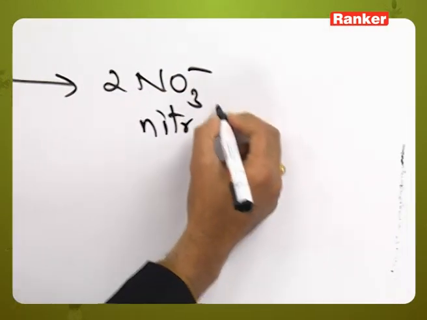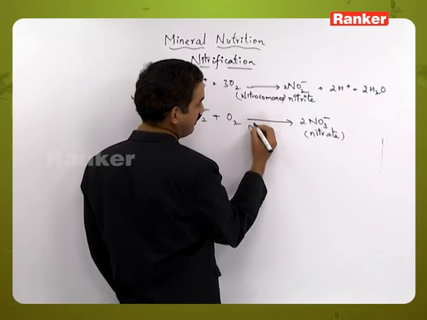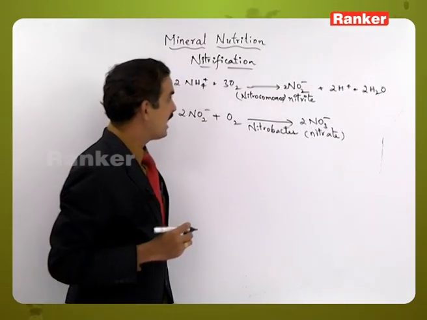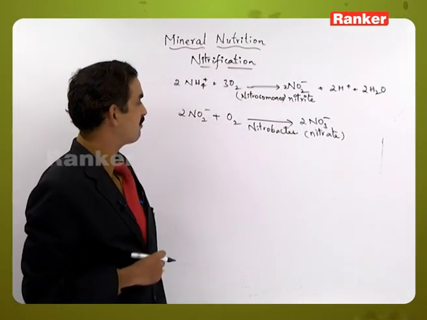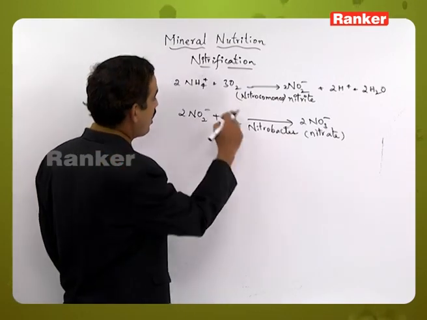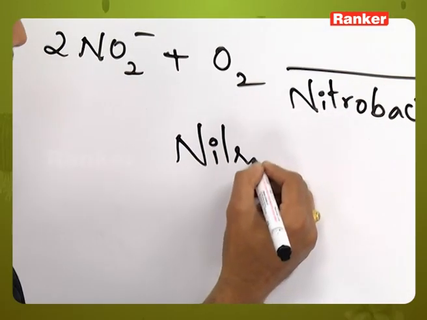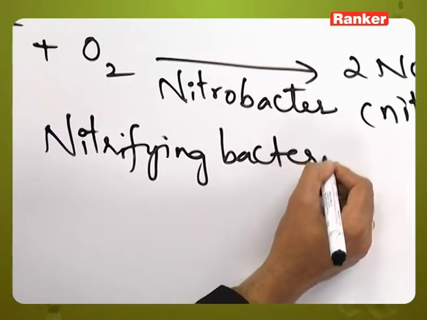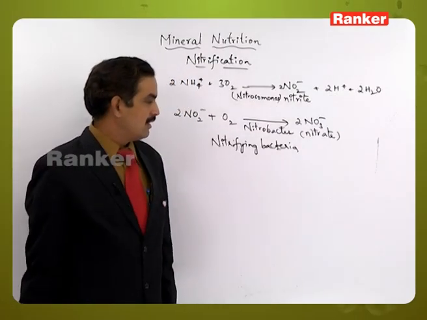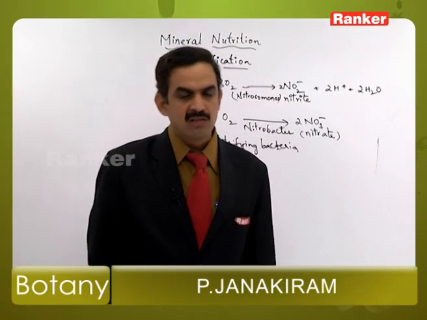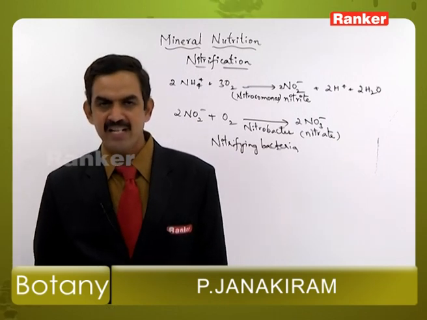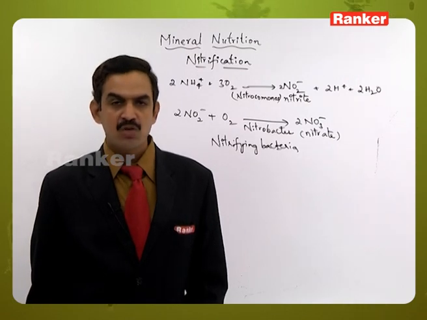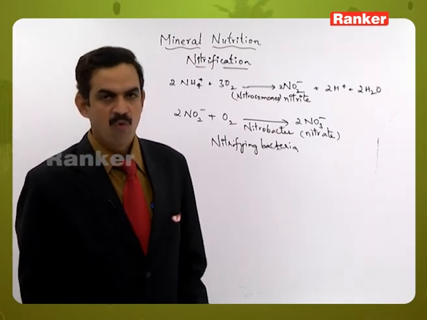nitrate molecules. Here this is done by Nitrobacter like bacteria, and the bacteria which are concerned with this conversion of ammonium into nitrate, we call all these bacteria nitrifying bacteria. So the plants will utilize nitrogen in the form of ammonium, nitrite and nitrate, but out of the three forms, they utilize nitrogen in the form of nitrate in larger quantities.